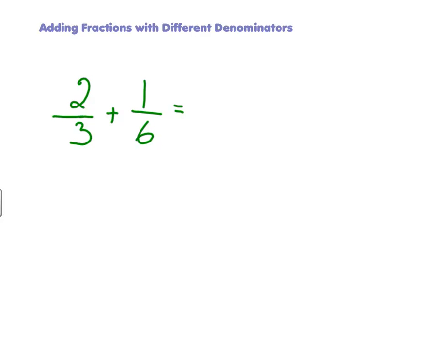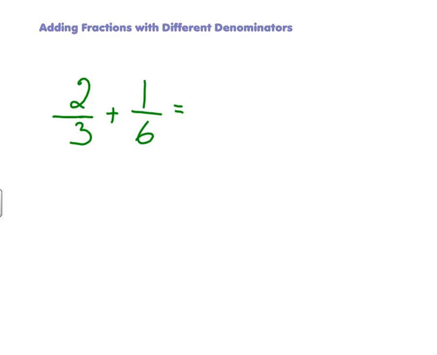When adding or subtracting fractions, the first thing you ask yourself is if there's a common denominator. Are both denominators the same number? In this problem they aren't the same. We have a 3 and a 6. So our task then becomes to find a common denominator.